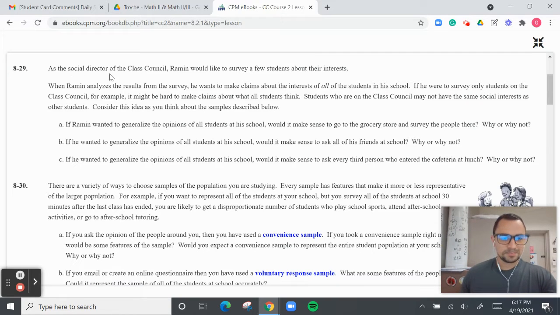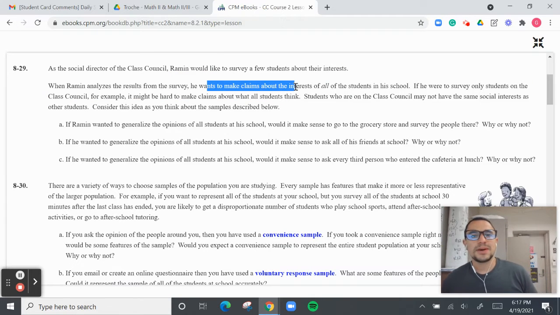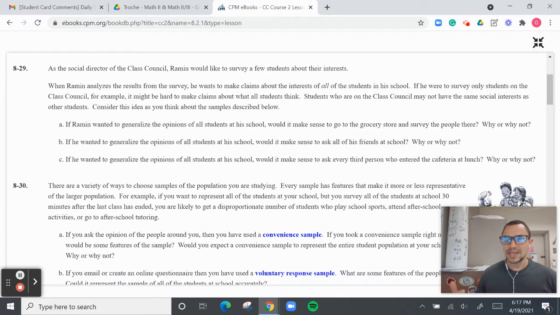So 8-29, we have a social director, Ramin, who would like to survey a few students about their interests. So he wants to make claims about the interests of all the students in the school. However, you don't want to say, this is what everyone thinks, or this is what all the students at my school believe. We don't say that. You want to say, this is a majority of the population. I got a small sample of the students in my school, and they all have said this.